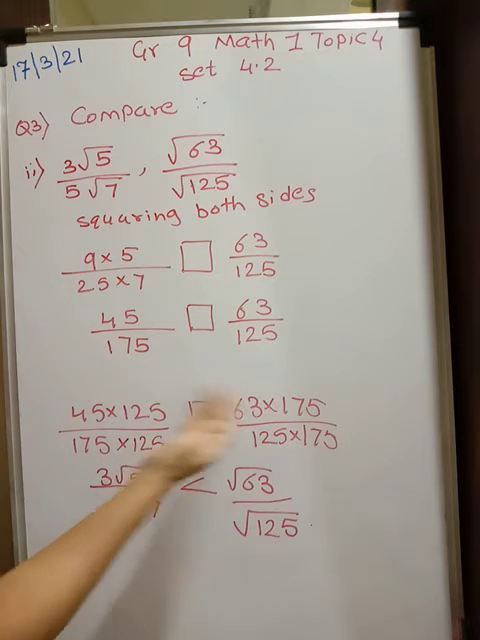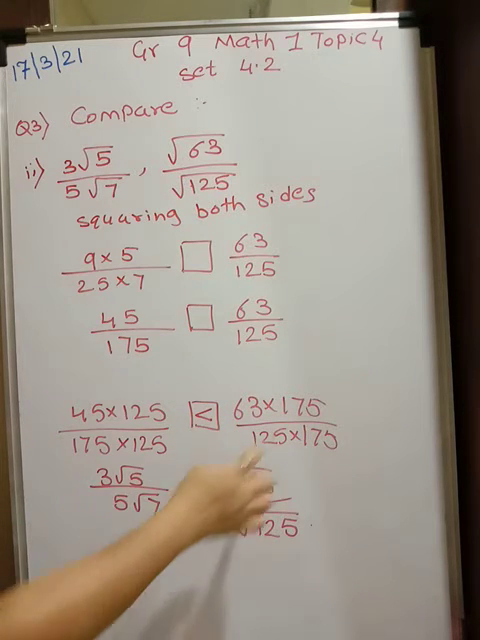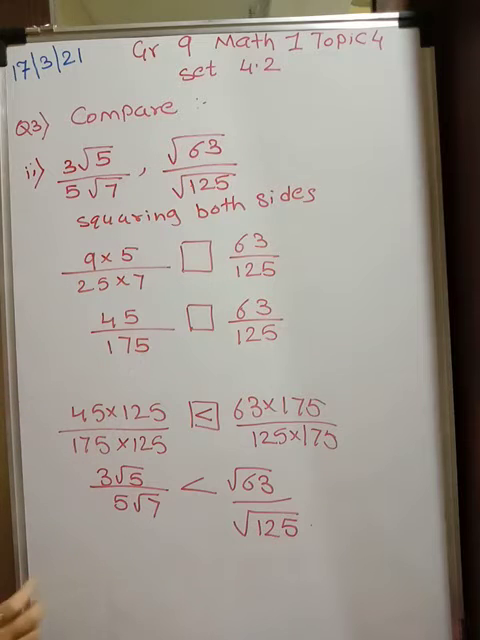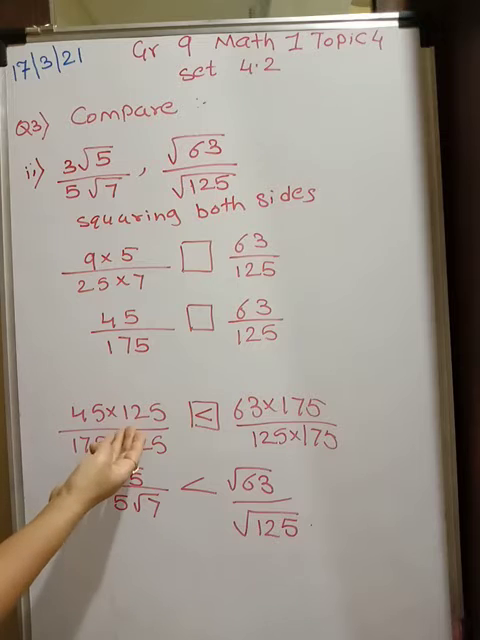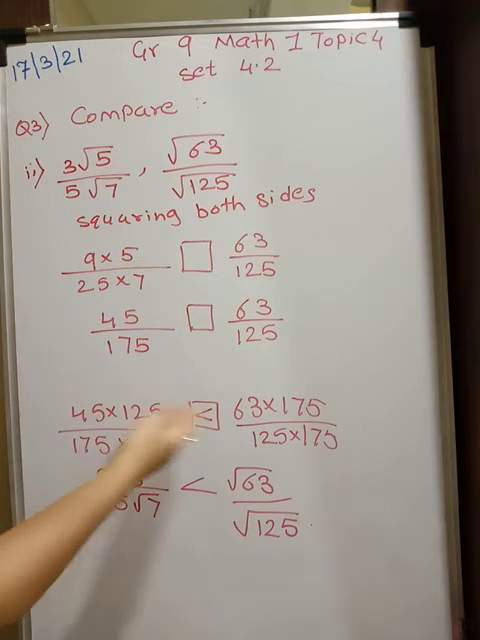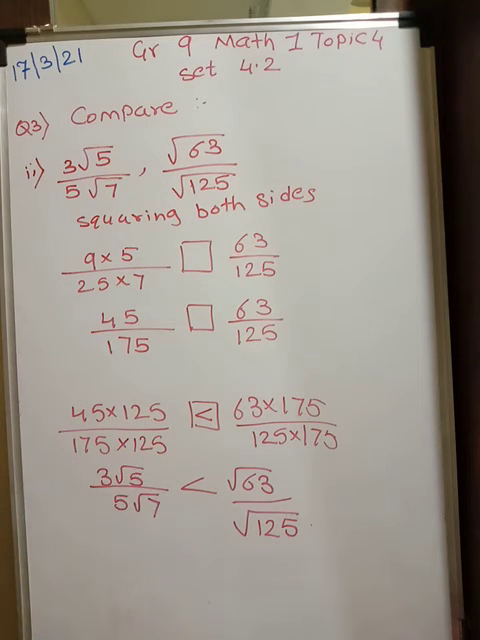And so you have this is greater, this product will be greater, and this is corresponding to root 63 upon root 125. So at the end we write 3 root 5 upon 5 root 7 is less than root 63 upon root 125. Is this clear? No need to actually find the product. By just visualization, you will be able to know what is the answer because we have to compare that set. Alright? Well, let's go for the third question.